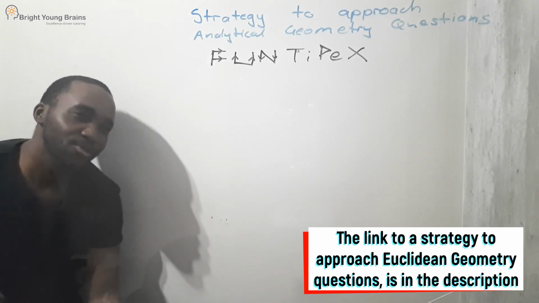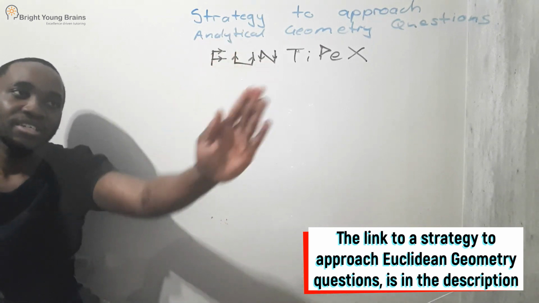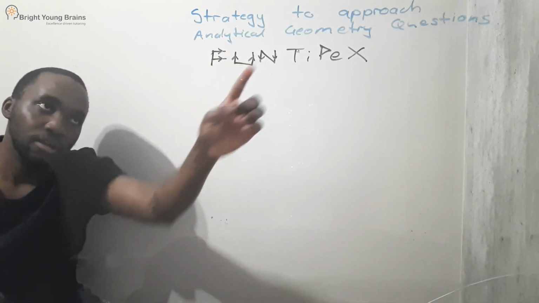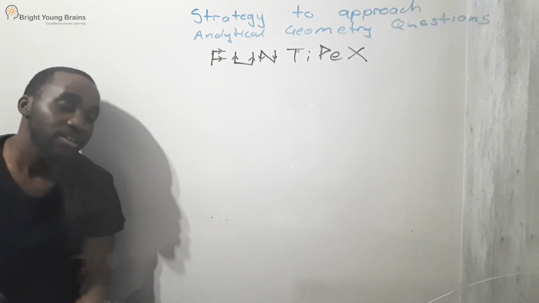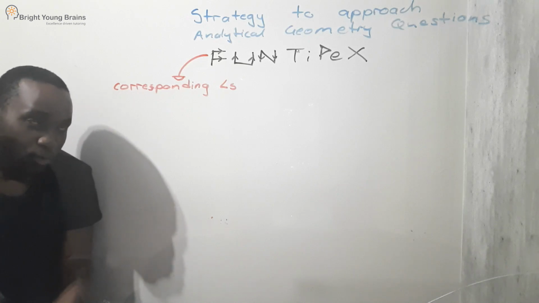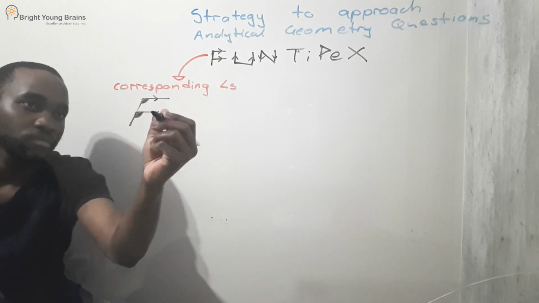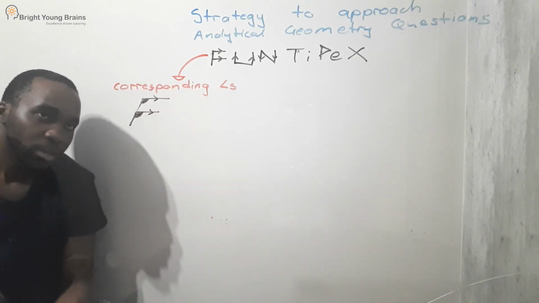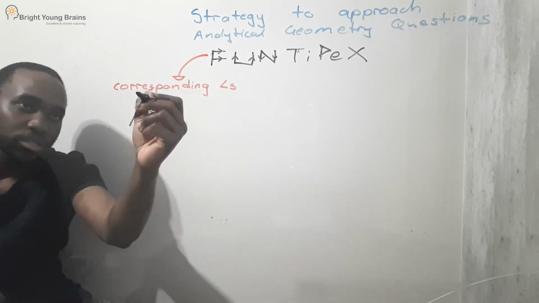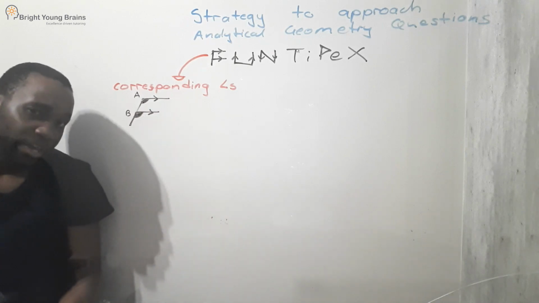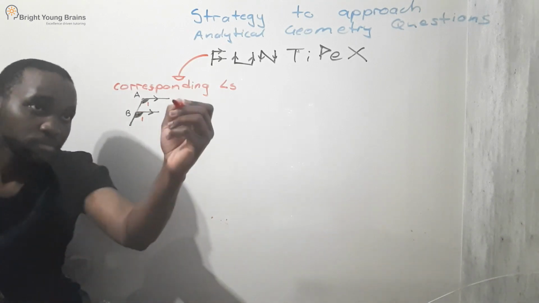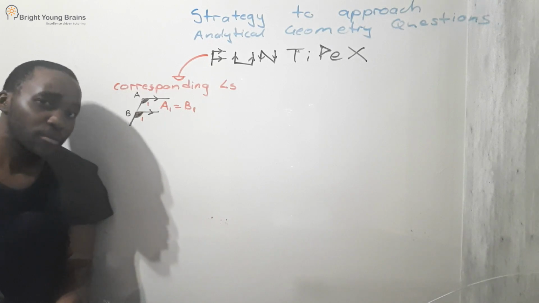So with FUN-TPEX, you can already see that the first three letters remind you of things like corresponding angles, co-interior angles, and alternating angles. So the first thing we know is that the F refers to corresponding angles. And we know that corresponding angles will always be equal to each other. Now the idea with corresponding angles is that obviously we need these parallel lines there. So if this is A and this is B, and we had the A1 and B1, because these are corresponding angles, those two will be equal. So that's what you want to remember about corresponding angles.